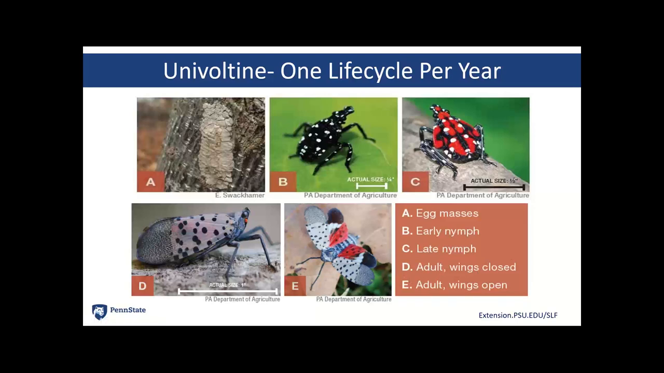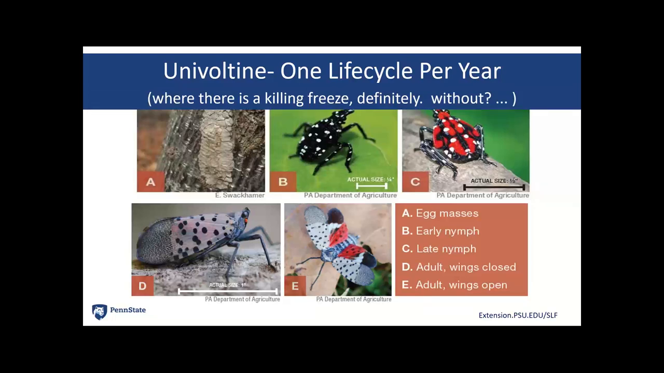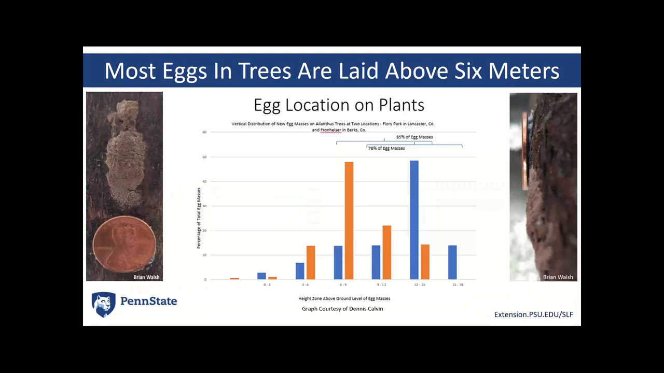But as I said, it's univoltine where there's a killing freeze. Without a killing freeze, if this gets to California, if this gets to Florida, we don't know. We might be seeing multiple generations in a single season. Those eggs, most of them, contrary to the initial report about being within 6 feet of the ground, are actually above 6 meters. We went out, we just cut trees down, rolled out the tape, measured where the eggs were found, and far and away, the majority of them were in the upper two-thirds of the trees. So it makes it difficult to see from the ground.